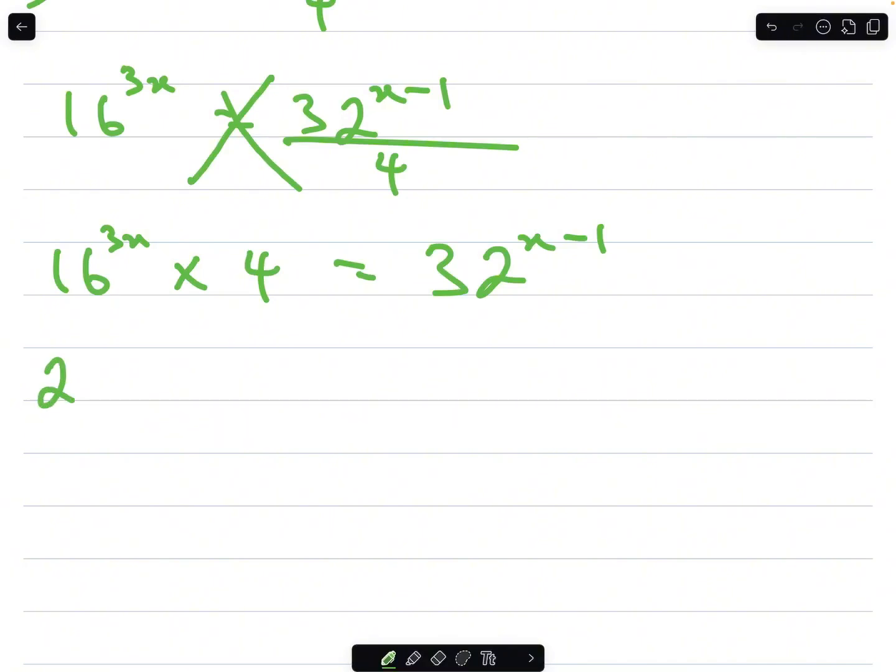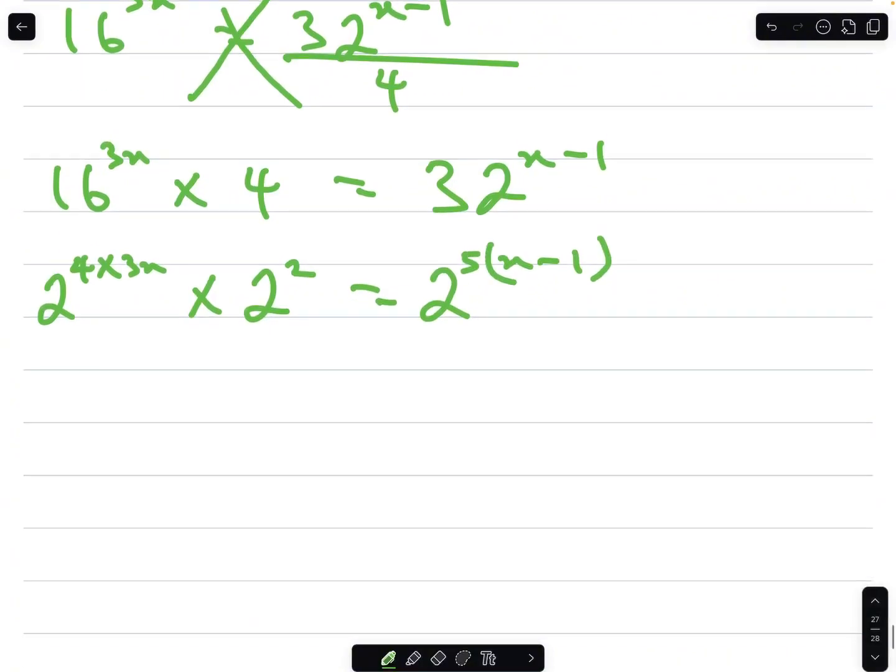2 raised to the power 4. Beautiful. That's 2 raised to the power 4 times 2 raised to the power 3x. 2 raised to the power 2 equals 2 raised to the power 5 into bracket x minus 1. Do you understand? Yes.